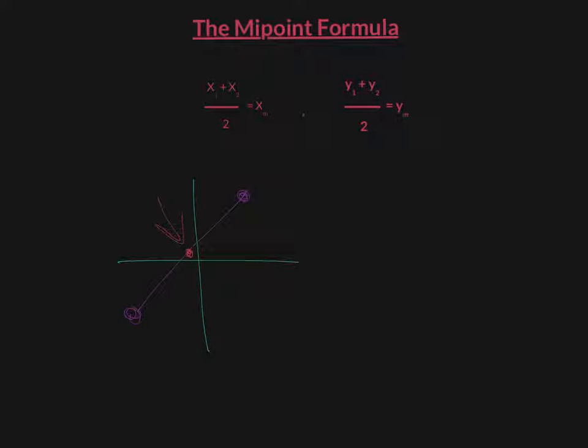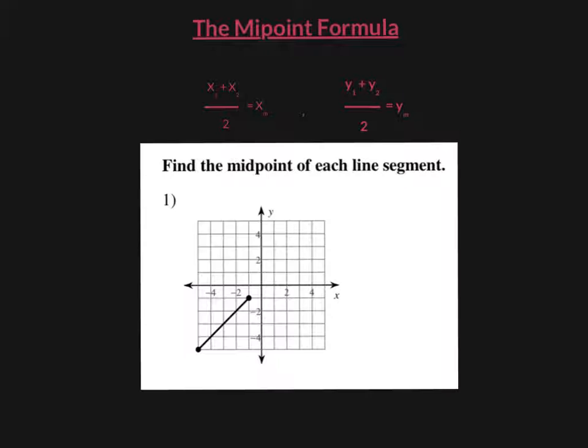Now, if you'll notice, you have an x sub 1, an x sub 2, and an x sub m. The x sub m is the coordinate of the midpoint. x1 and x2 are the x-coordinates of the other two endpoints. As always, a worked-through example will help us make sense of everything. So let's go step by step.